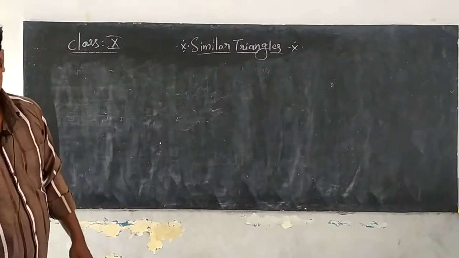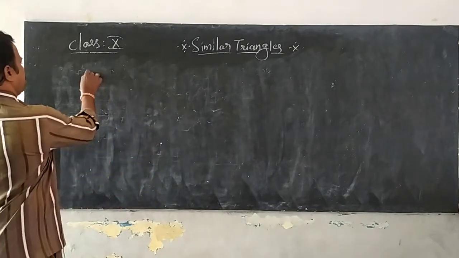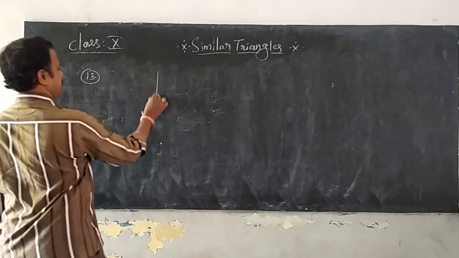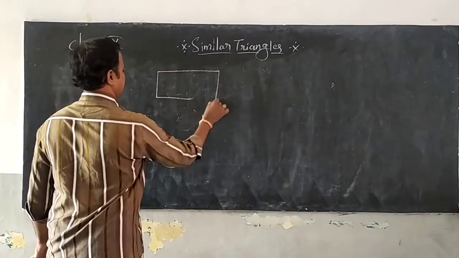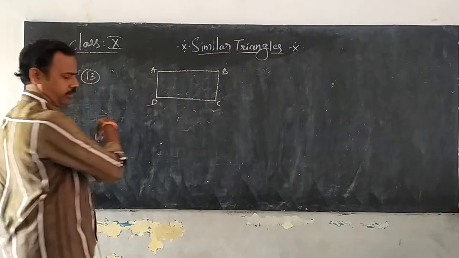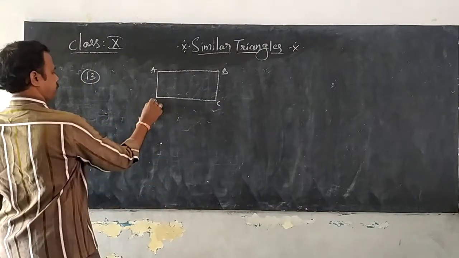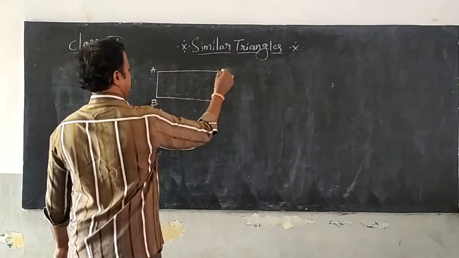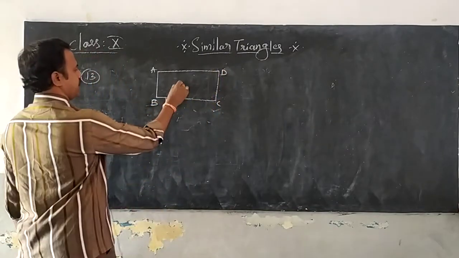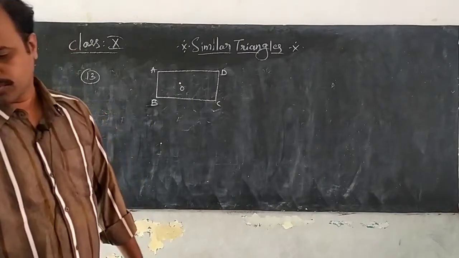So the question is, O is any point inside the rectangle ABCD. So let us take a rectangle ABCD. O is any point. What are they asked to prove?